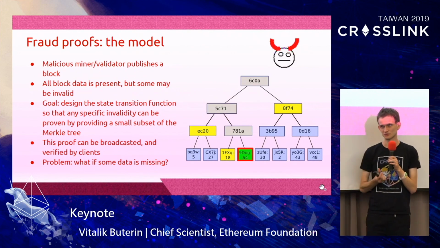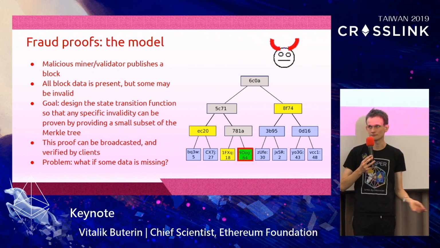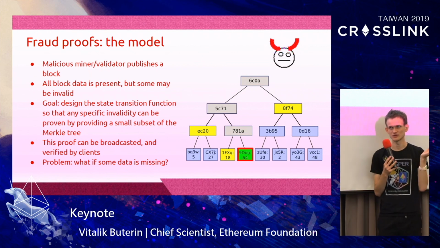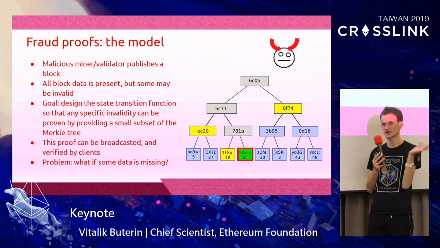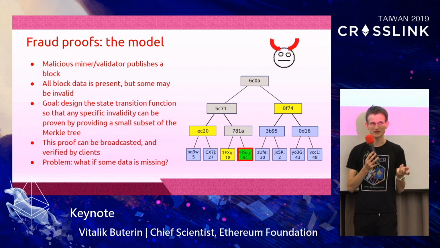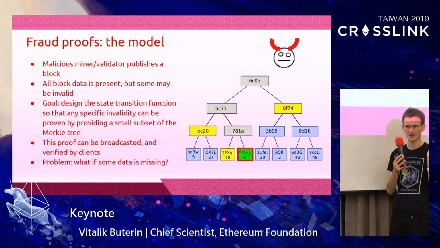So fraud proofs. Let's talk about fraud proofs. Here's the basic model. You have a malicious miner or a malicious validator who publishes a block. And let's say there's a 51% attack happening, right? So they get away with it. The longest chain now contains invalid blocks. All of the block data is present, but some of the block data might be invalid.